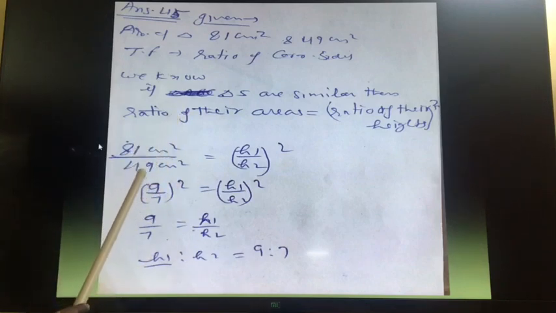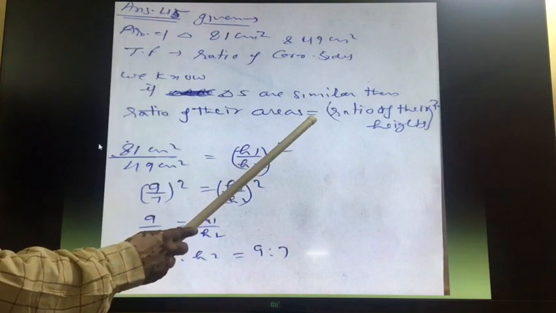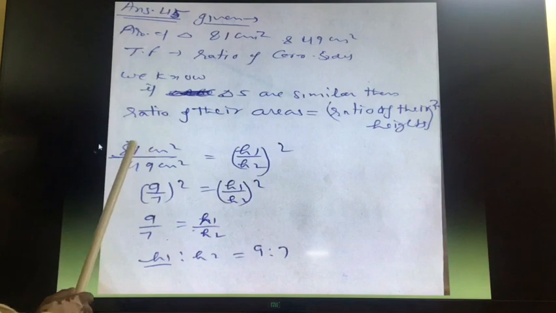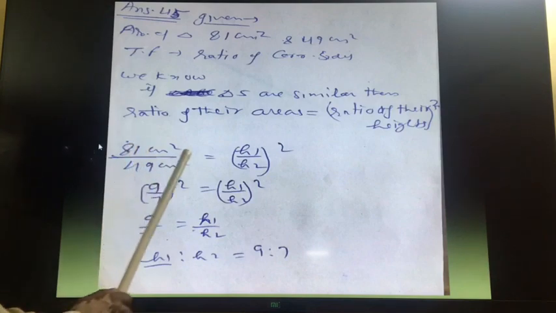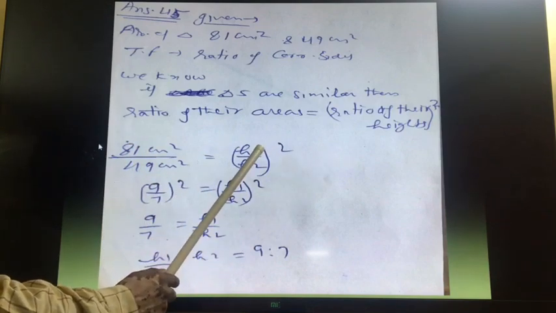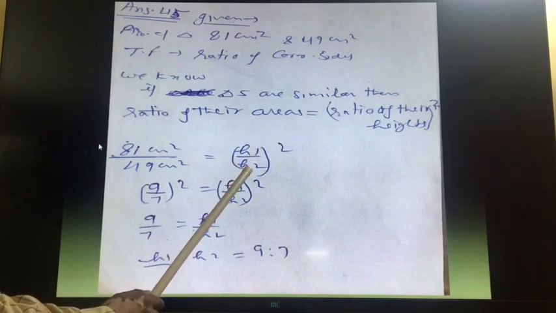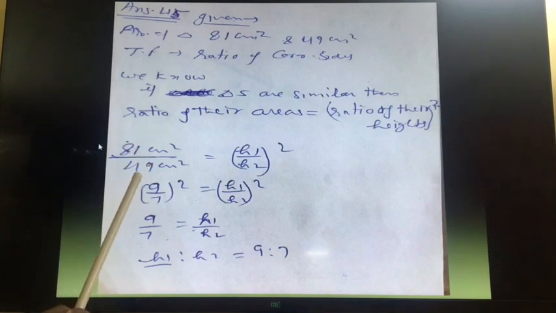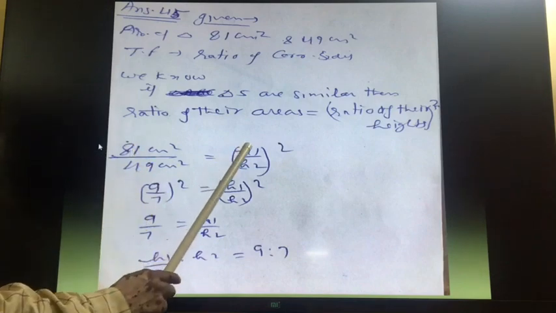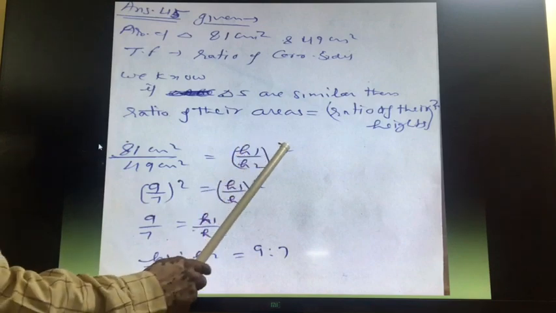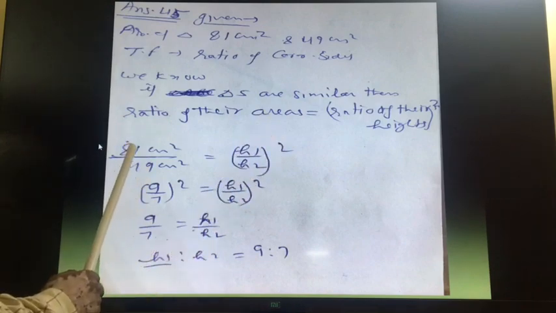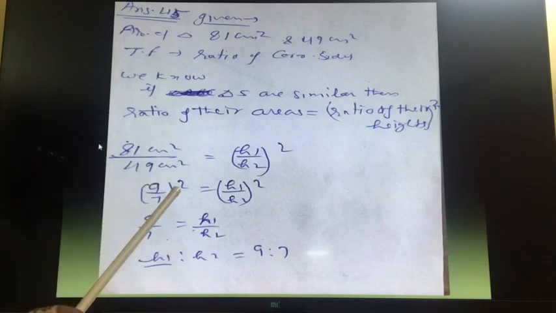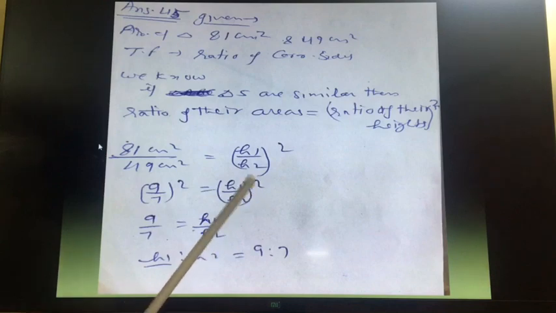The ratio of the areas of two similar triangles is equal to the square of the ratio of their corresponding heights. This is the formula. So area of the first triangle upon area of the second triangle is equal to the square of the height of the first triangle upon the square of the height of the second triangle. So 81 centimeter square upon 49 centimeter square is equal to, and the heights ratio we want to find out, so h1 upon h2 whole square. Here 81 is the square of 9, 49 is the square of 7, so we can write 9 by 7 whole square is equal to h1 upon h2 whole square.